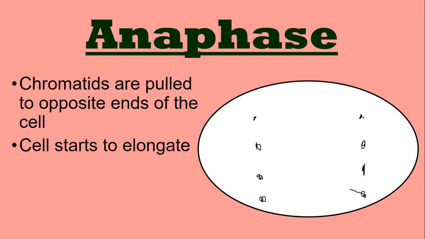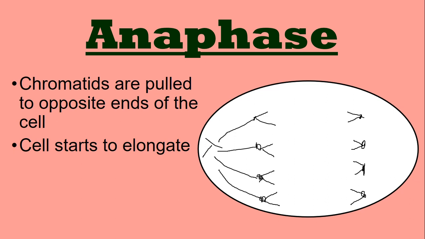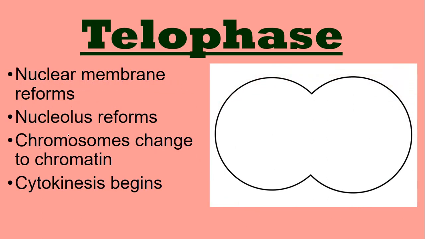All right, so here's our chromatids. And if you notice, the cell is elongating. Do you know what that means? It means it's stretching out. So let's do the other side. And there is anaphase, cell elongating.